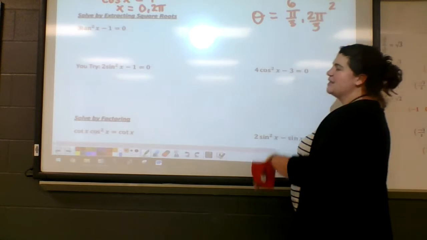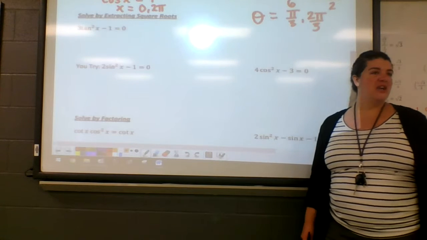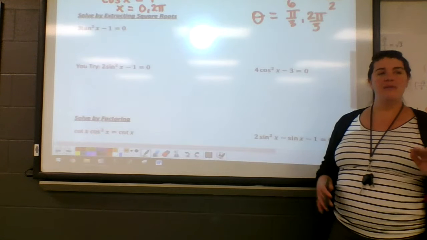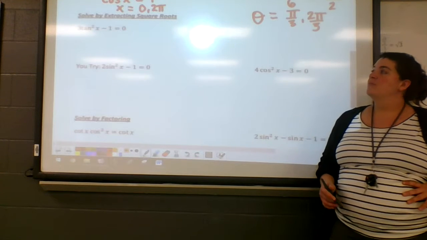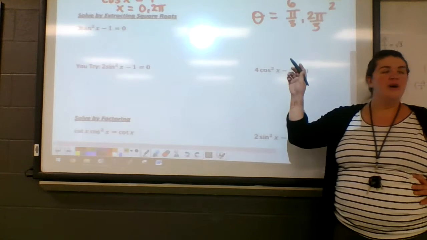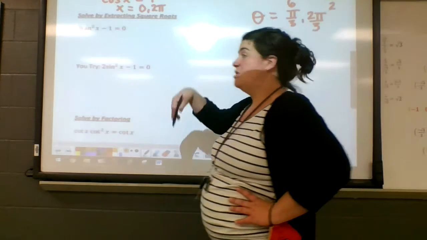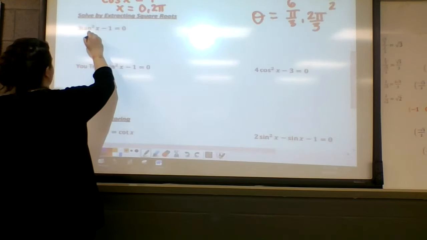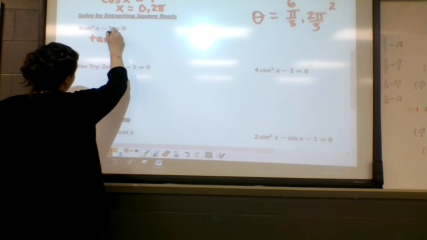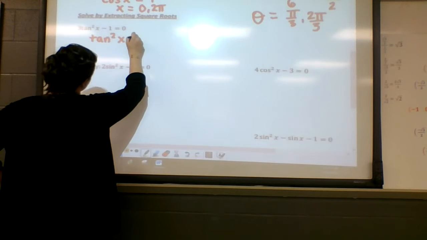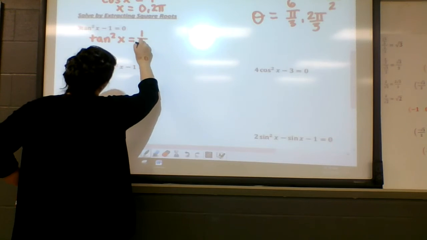Before you take the square root, though, you want to make that look a little bit nicer. What do we have to move over first? The 1, so we'll add 1 to both sides, and then also get rid of the 3, so divide by 3. So we'll have tangent squared of x equals 1 over 3.